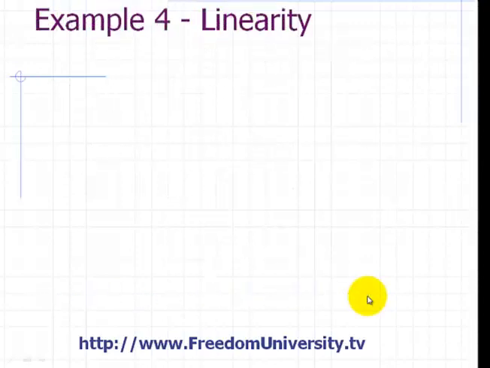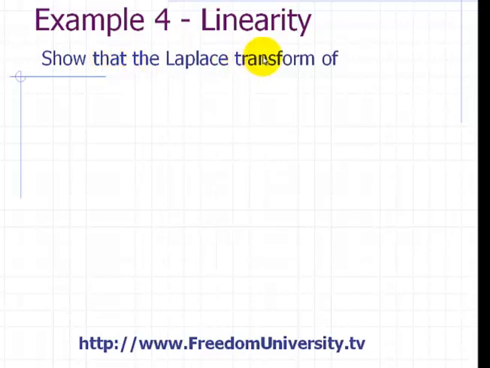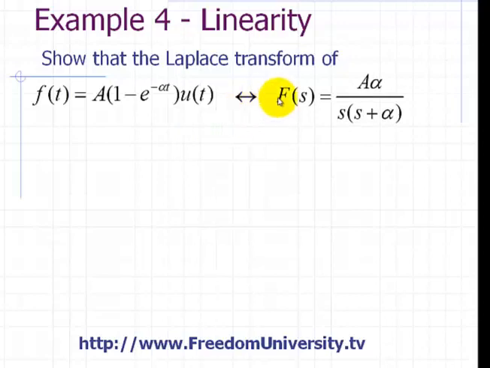So let's apply this example of linearity and show the Laplace transform of this function, f of t equals the constant a times the quantity 1 minus e to the minus alpha t, multiplied by a step function u of t. You can think of this as a model of a charging capacitor. And we want to show that the Laplace transform for this function, F of s, is equal to a alpha divided by s multiplied by the quantity s plus alpha.